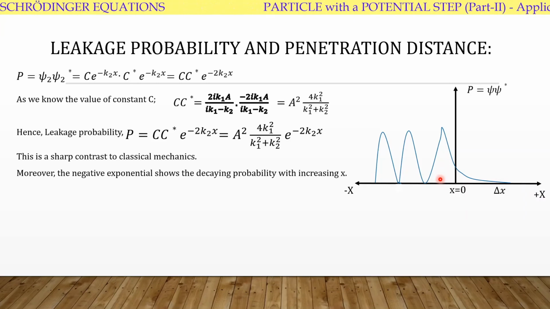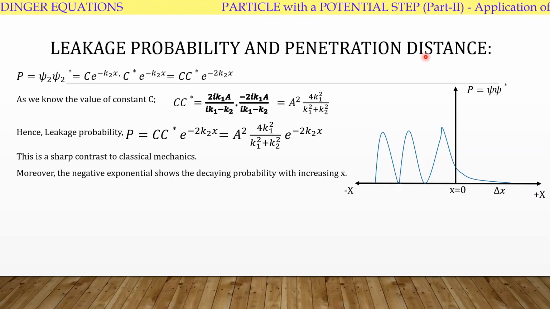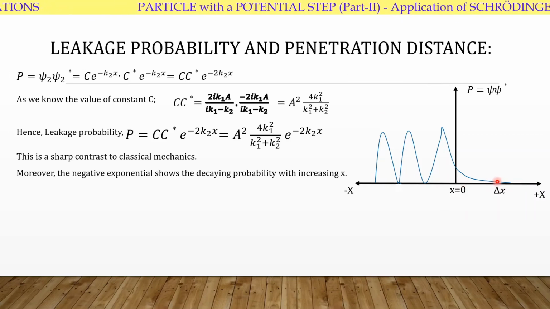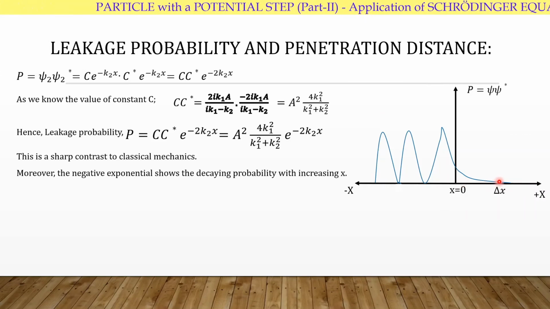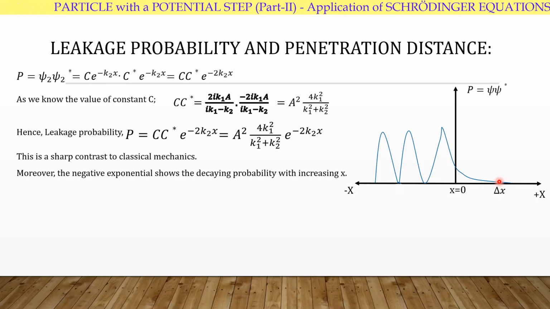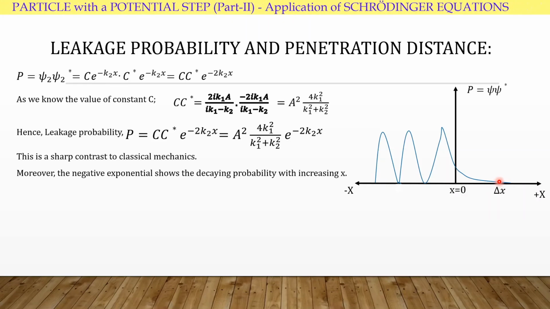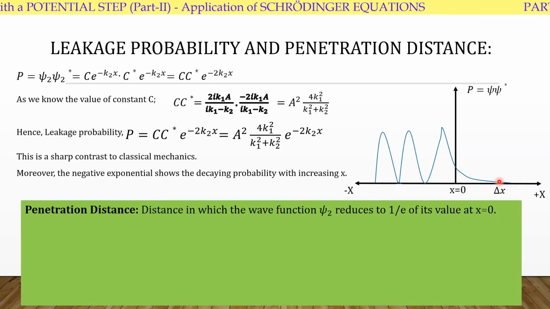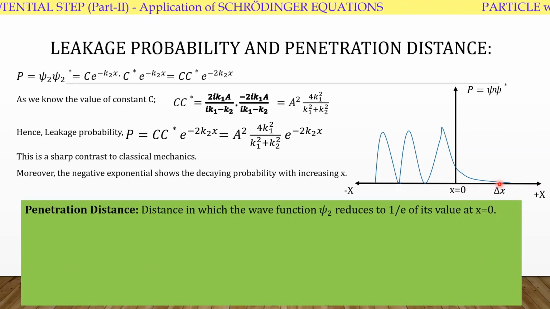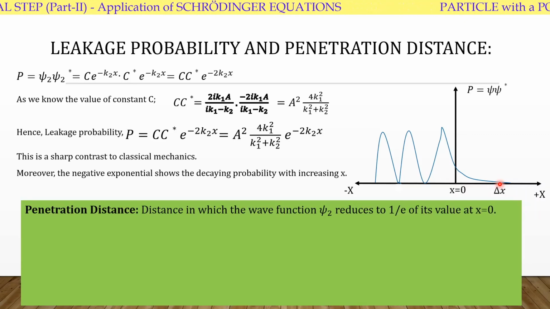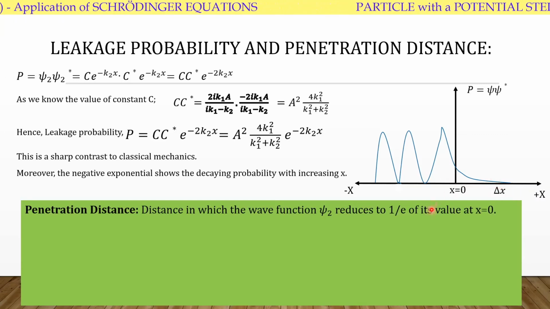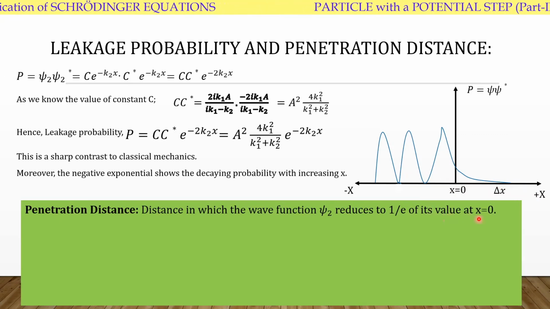So now we should calculate the penetration distance, which means up to which distance the particle has the probability to get penetrated into region B. So what is this penetration distance? It is the distance where the wave function psi 2 gets reduced to 1 by e of its value at x equal to 0.